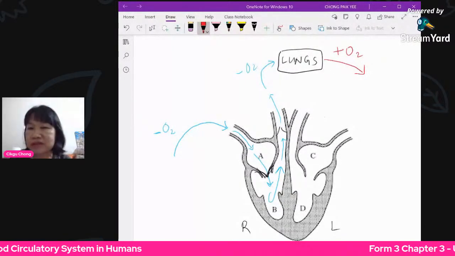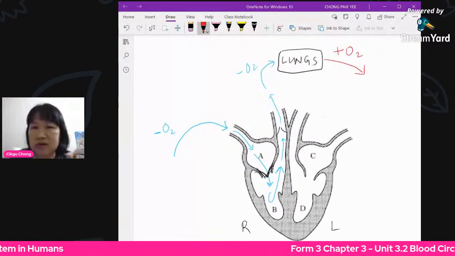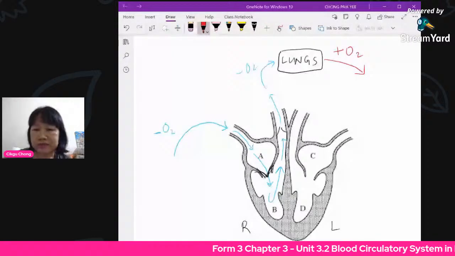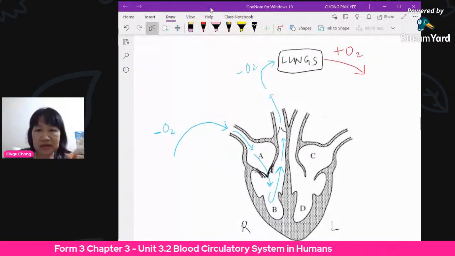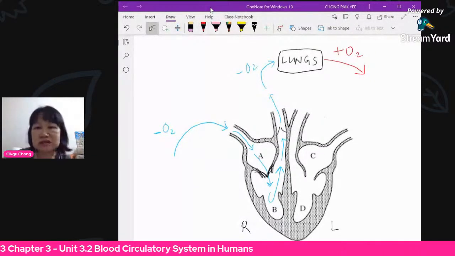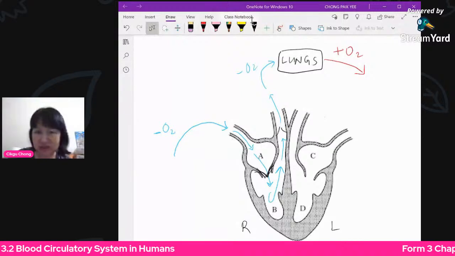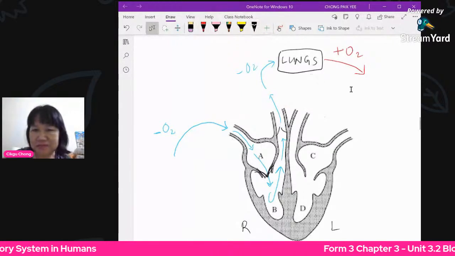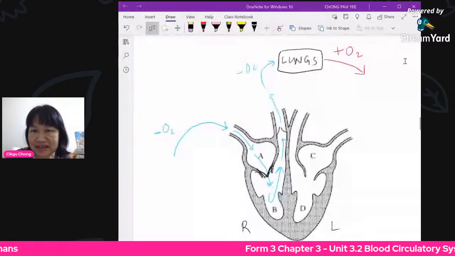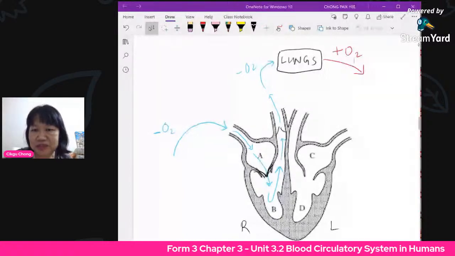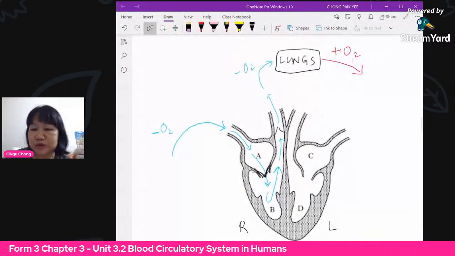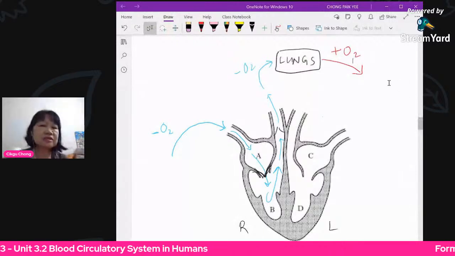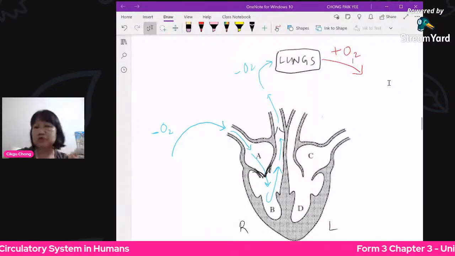Anyone? Just type in there. What is oxygen for now? It is to give to, very simple, whoever needs oxygen. What part of the body needs oxygen? Yes, this oxygen is supposed to go to all parts of the body cells. That means it is supposed to give the oxygen to all parts of the body cells.